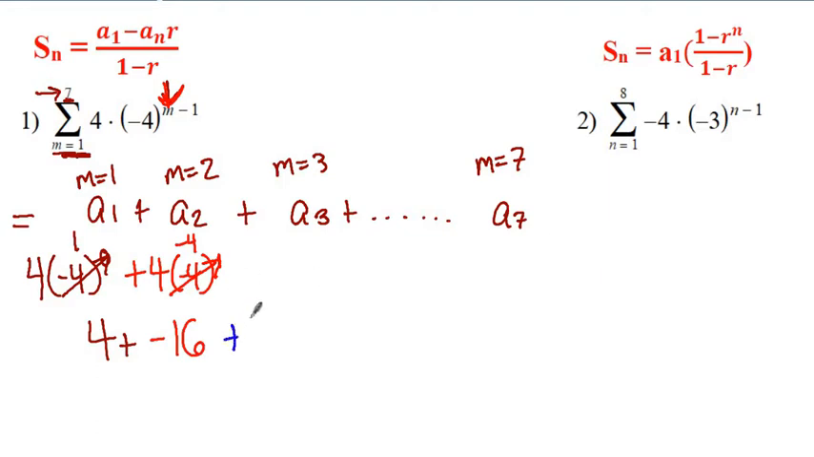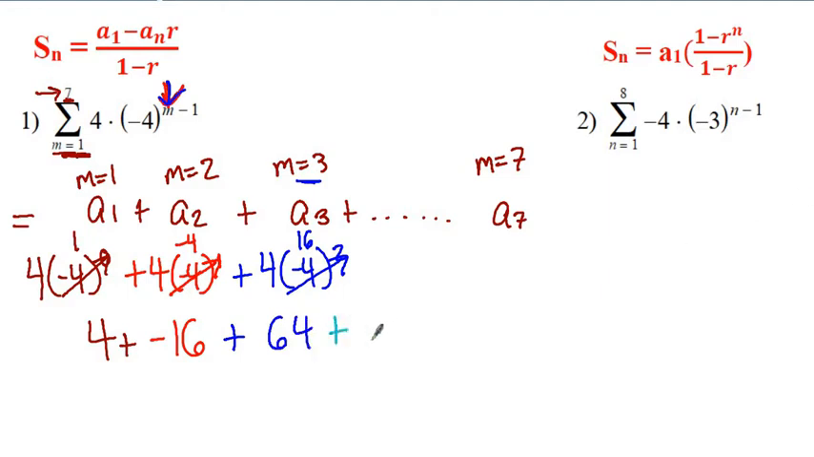Like I said, we'll see a shortcut for this, a pattern in just a sec, but for now I just want to show you how to expand it the long way. Now we're going to plug in m equals 3 right here, so 3 minus 1 is 2. Negative 4 to the 2 is 16. 16 times that 4 is 64.